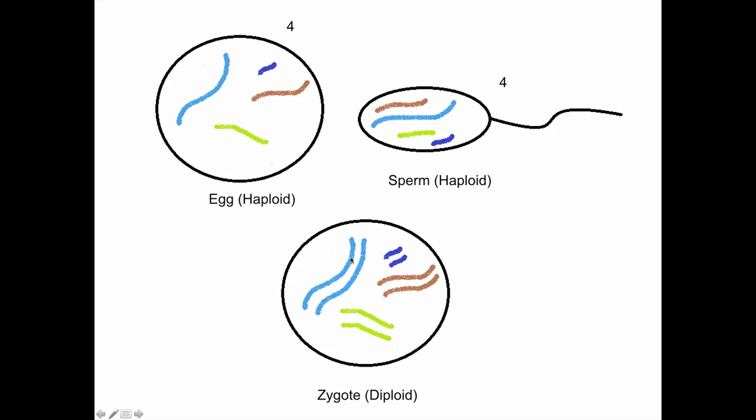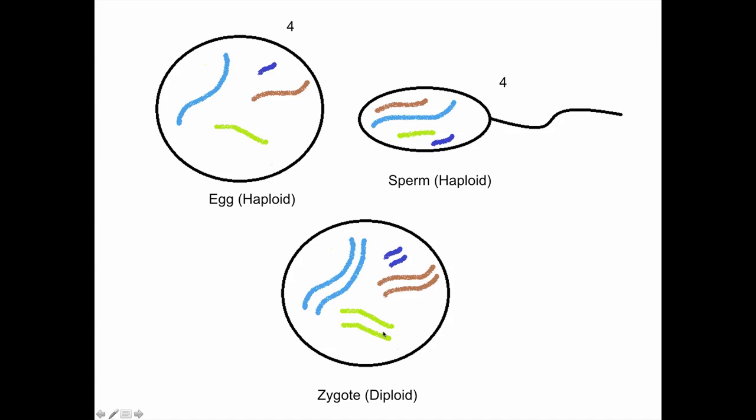So this is a homologous pair. One was from mom. This was found in the egg from mom. This came from the sperm from dad. One in the egg from mom, one in the sperm from dad, and so on for every homologous pair that you would find inside of a diploid cell. And then this cell would divide and create the body cells of the organism.